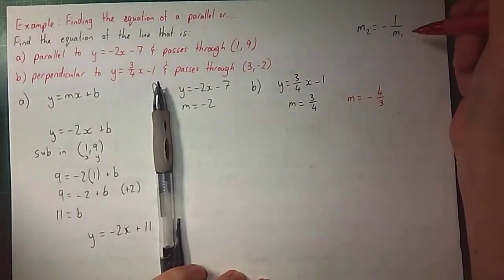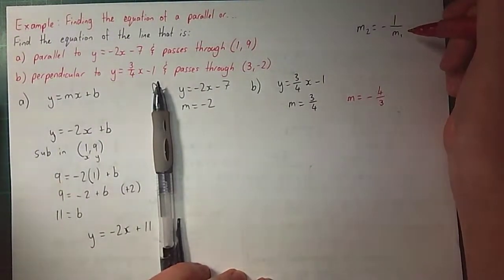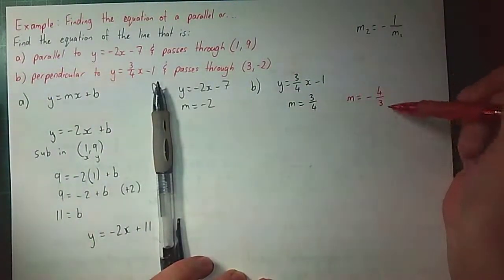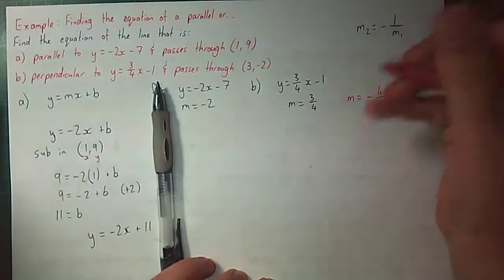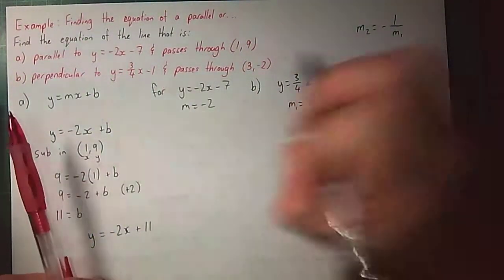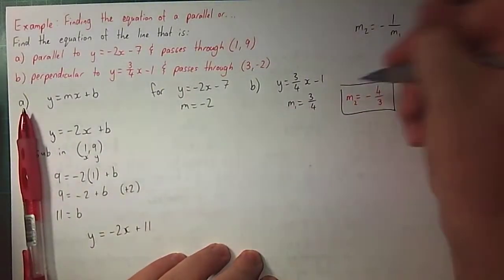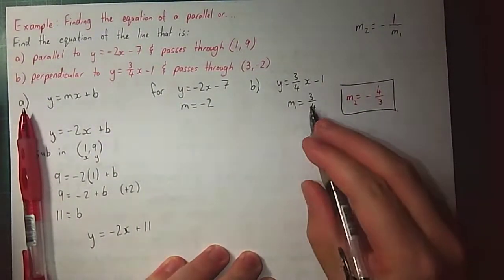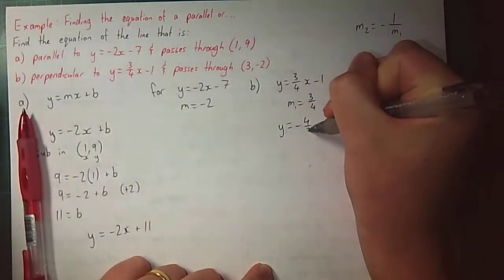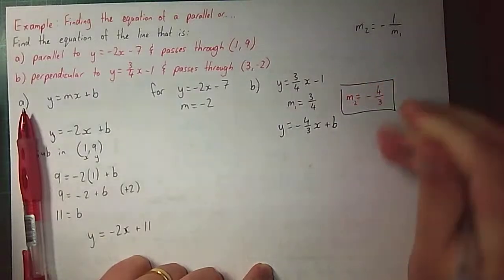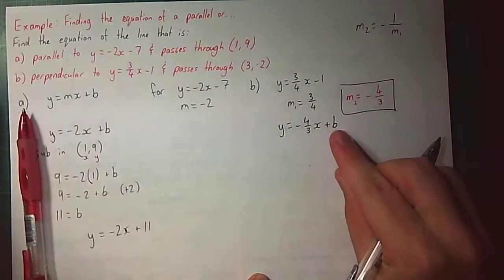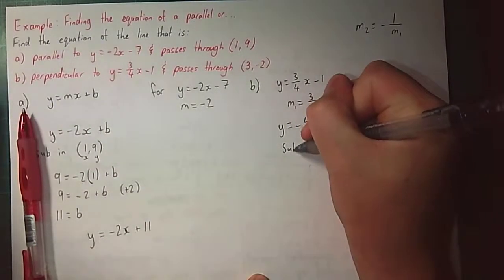Okay, so you could use this method. It's good for if you've got a whole number, but if you don't have a whole number, just switching these is good enough with a negative. So we know that this was our m1, this is our m2. Okay, so we're going to use this gradient, as that gradient is perpendicular to this one. So y is equal to negative 4 on 3 x plus b, for the exact same reasons that this one was plus b. Okay, so as that's the case, we need to sub in our point.